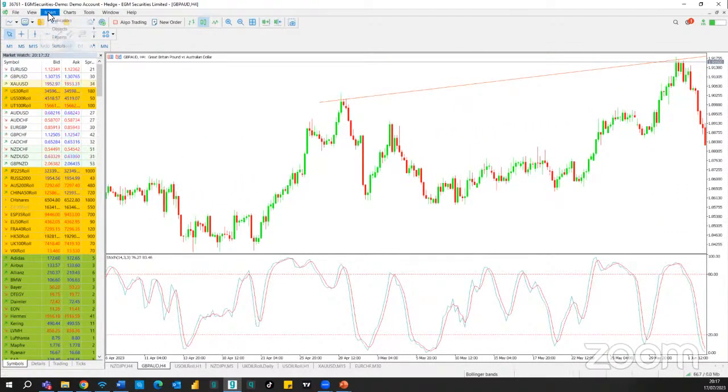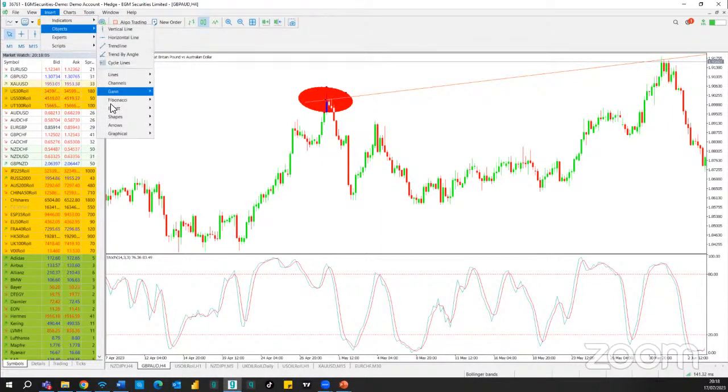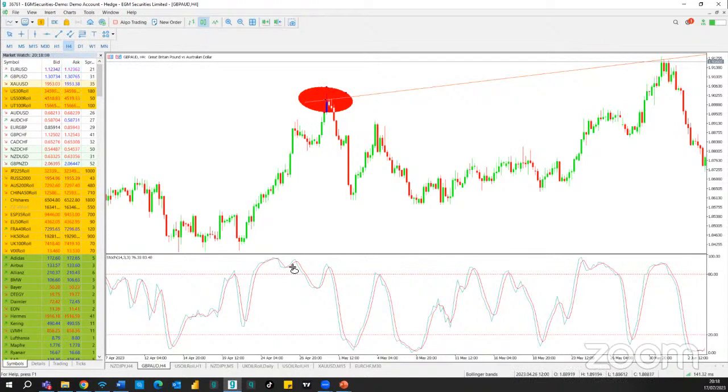I will still use the circles to mark these parts. So that is one touch or resistance level. We had a strong move to the downside. If we check on the stochastic oscillator down there, also we see that the price was on the overbought zone for quite some time.